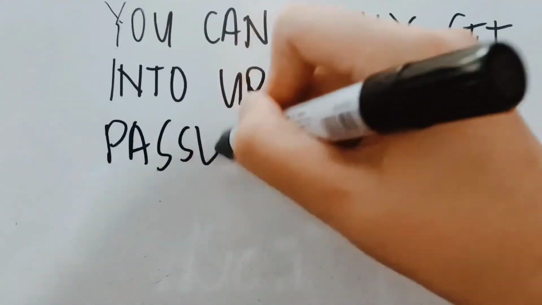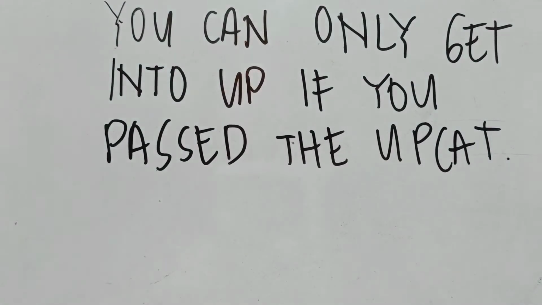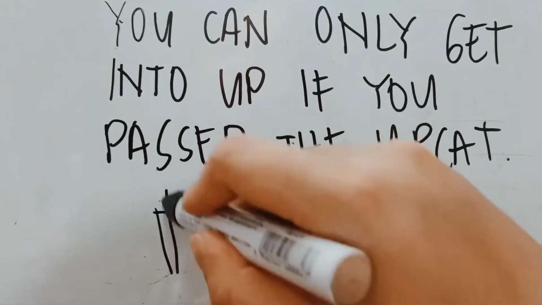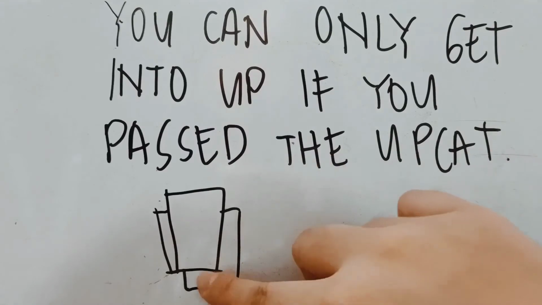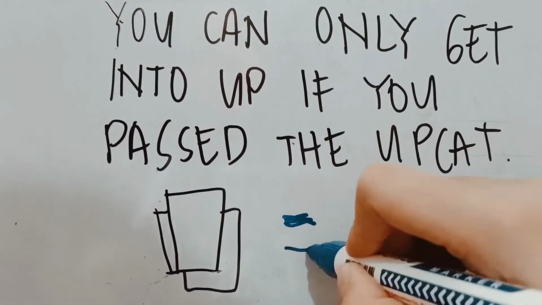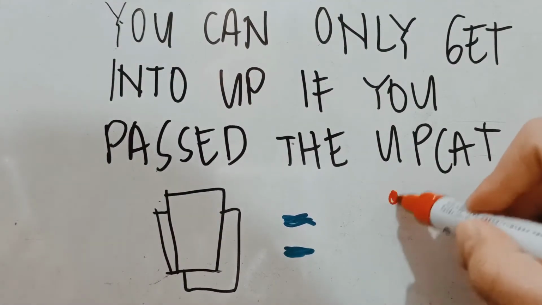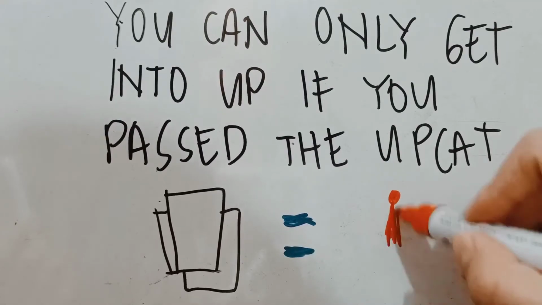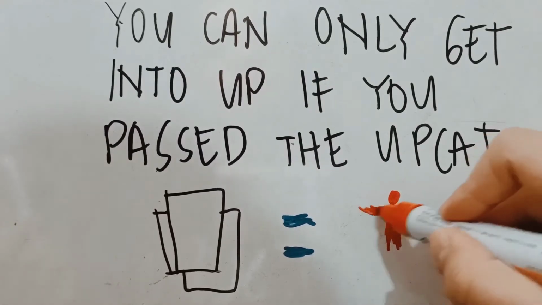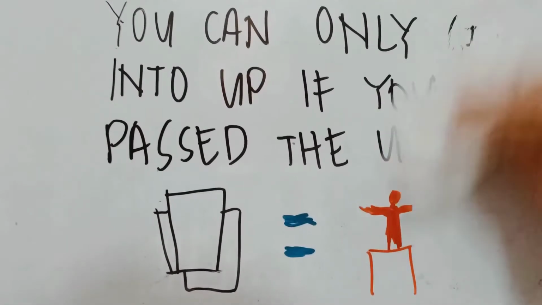Another example is this: you can only get into UP if you pass the UPCAT. You passed the UPCAT. Therefore, you can get into UP. To simply state, coherence theory states that something is true if it coheres a set of beliefs or a set of propositions held to be true.